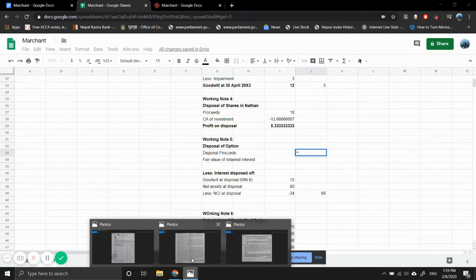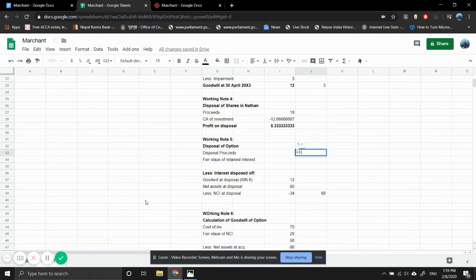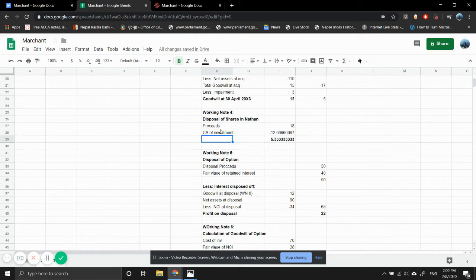What's our disposal proceeds? Remaining interest 40, 50. So 50, 40, this plus this is equal to 90 minus 68. This is profit on this. This one is not profit, okay? This is just other income.